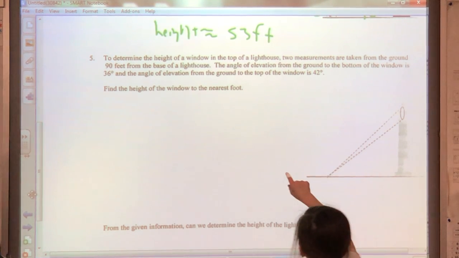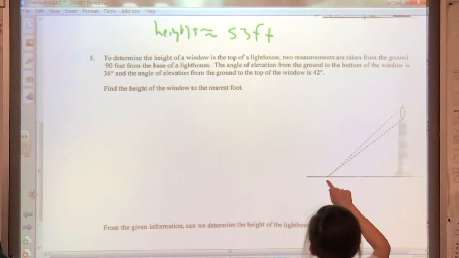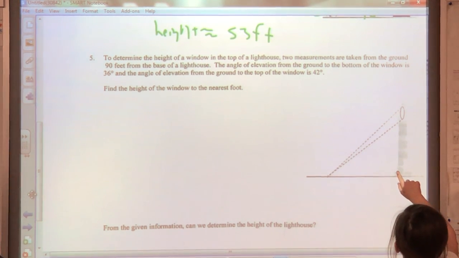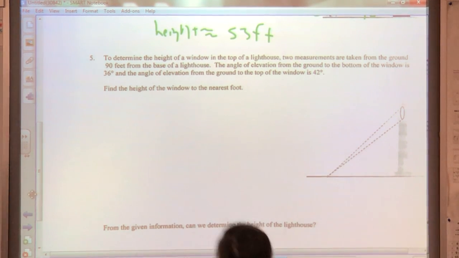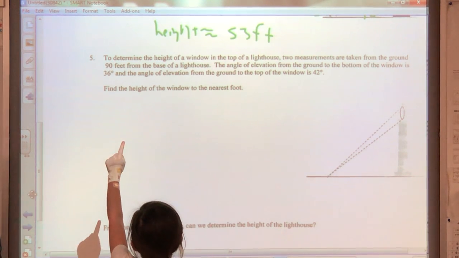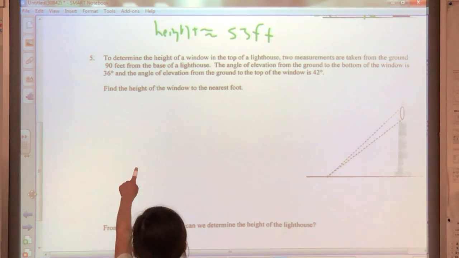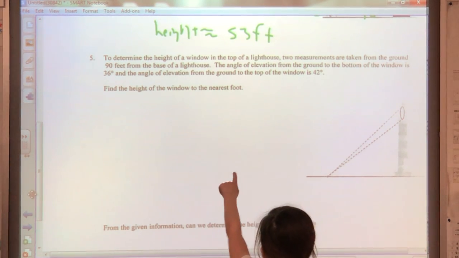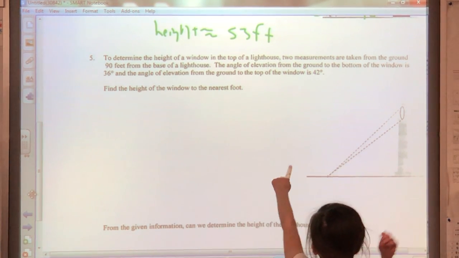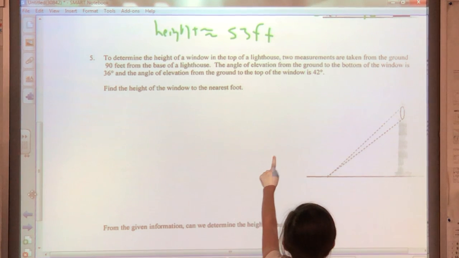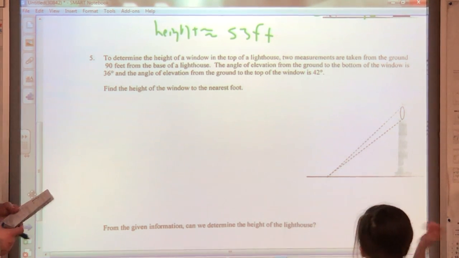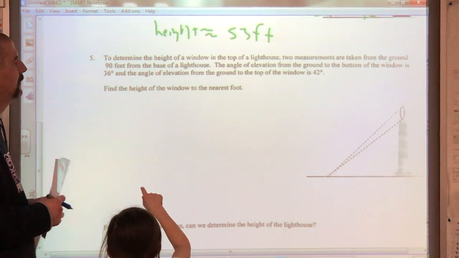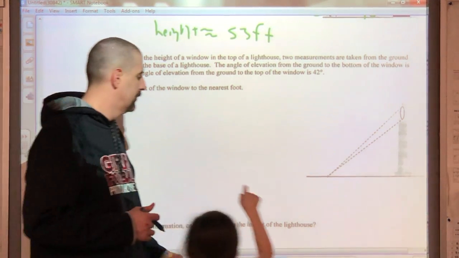The angle of elevation from the ground to the bottom of the windows is 36 degrees, and the angle of elevation from the ground to the top of the window is 42 degrees. Find the height of the window to the nearest foot.